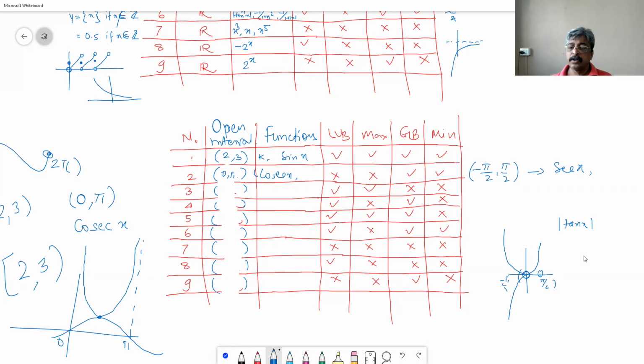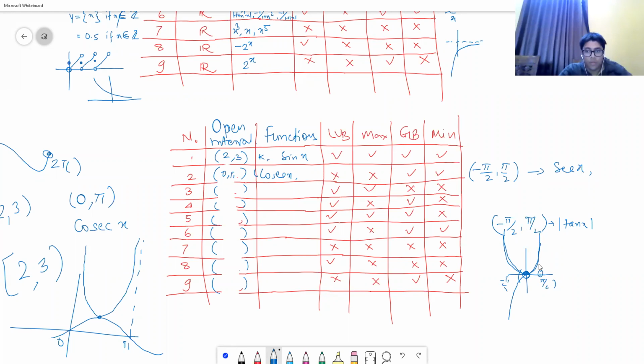Yes or no? Minus pi by 2 to pi by 2, mod tan x. Graph will be like this. And you have GLB at minimum, no maximum. Are you with me? Okay, next. Sir. Yes, bolo.